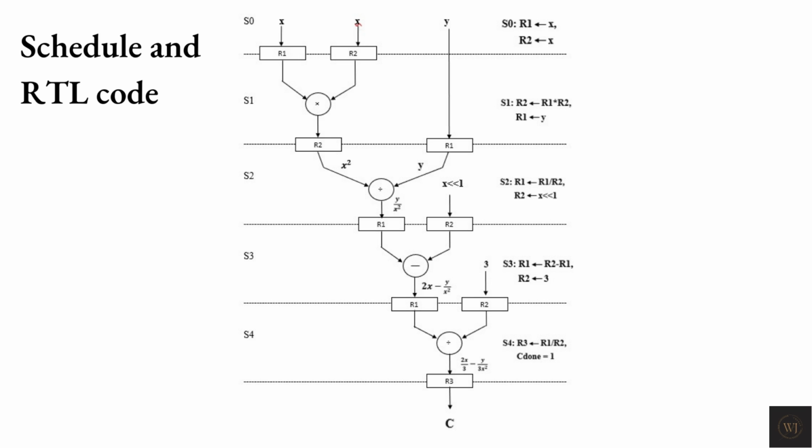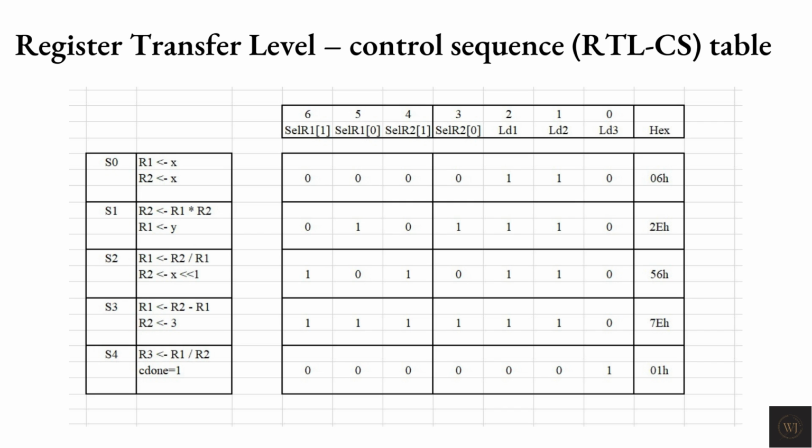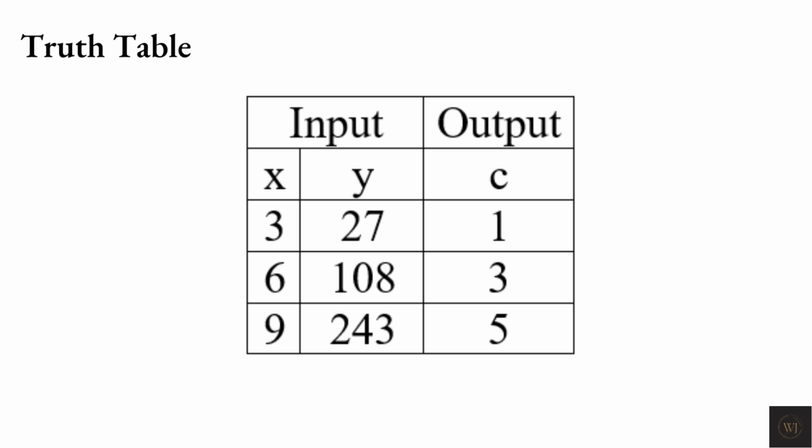All the process has been done and the final result for equation C will show in register 3. C done equal to 1 shows that the process is done. Register transfer level, control sequence, RTLCS, table needs to be prepared for the CU declaration. Manual calculation has also been done to compare with the result produced from the test bench. Okay, let's move to the coding.